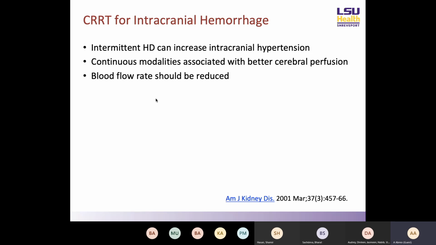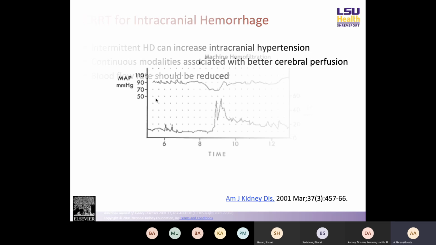Another very compelling reason to consider CRRT, or at least significantly reducing your blood flow rate, is intracranial hemorrhage. Hemodialysis itself can increase intracranial hypertension and can worsen some of these intracranial bleeds. Continuous modalities are associated with better cerebral perfusion. So if you are doing hemodialysis, make sure that you're decreasing the blood flow rate.